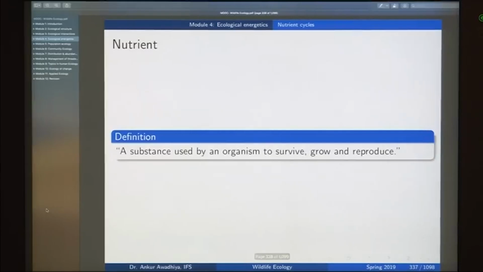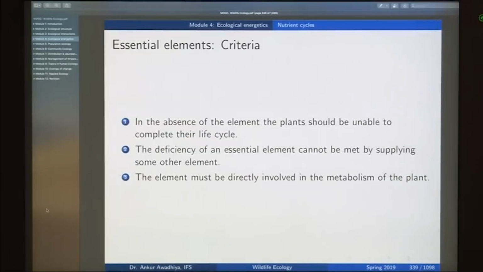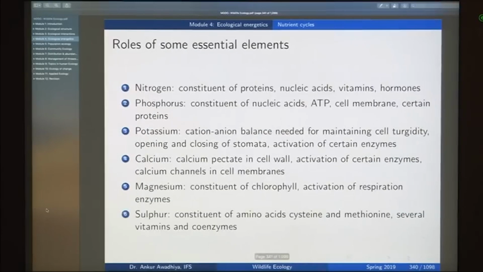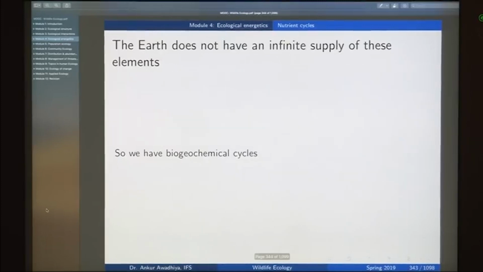Next, we had a look at nutrient cycles. So, nutrient is a substance that is used by an organism to survive, grow, and reproduce. You have macronutrients and micronutrients. Macronutrients are required in large amounts, micronutrients are required in smaller amounts. Essential nutrients are those nutrients that the organism cannot live without, and these cannot be substituted. Then we looked at the roles of some essential elements and the list of macro and micronutrients.